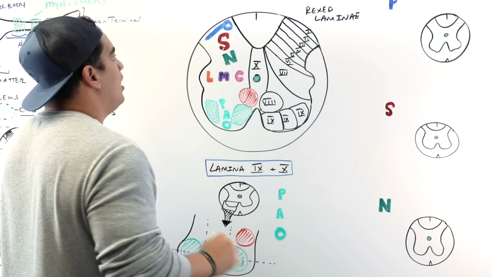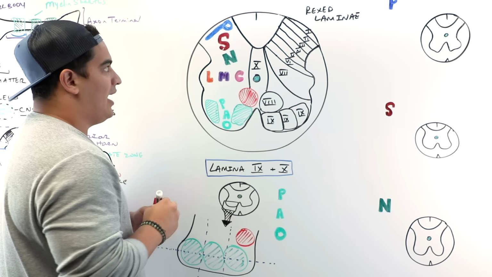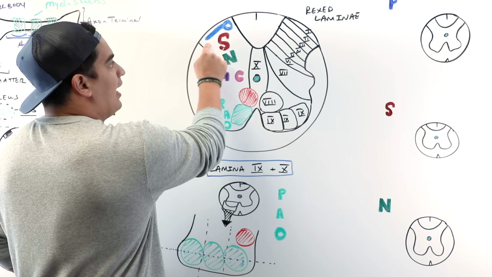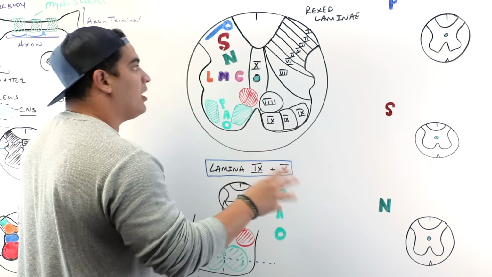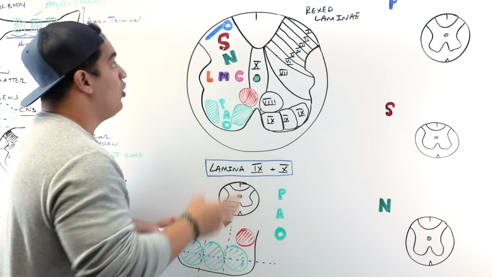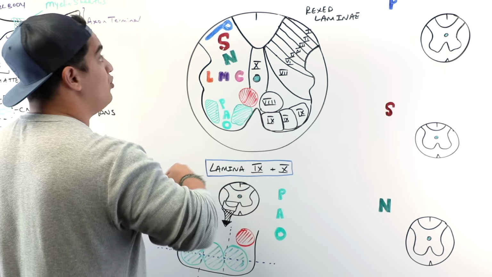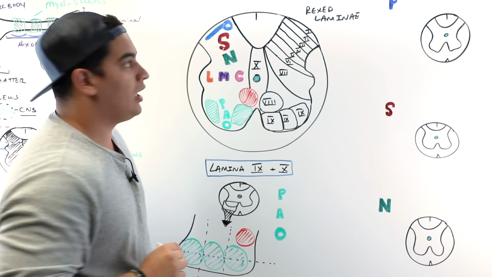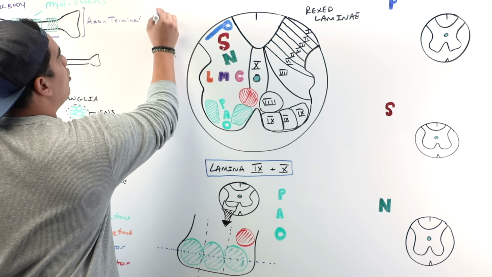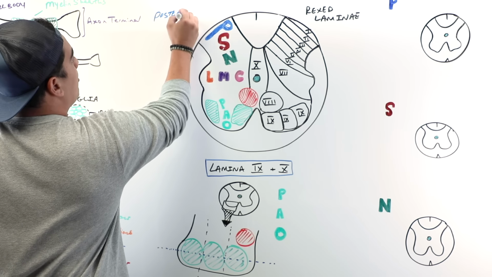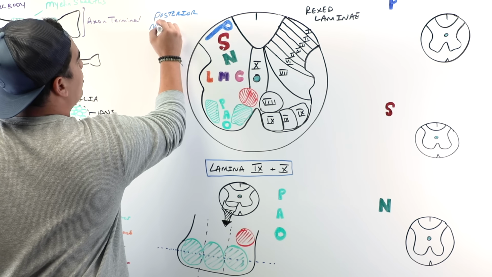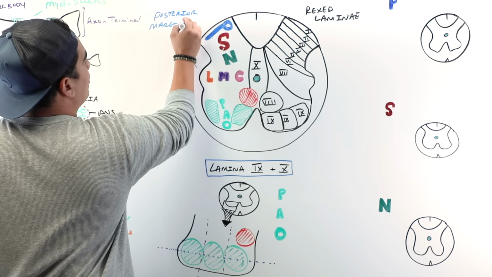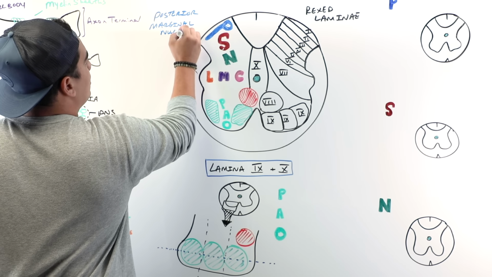the Rexed lamina. The other way that we can categorize it is that there are specific nuclei that are present in specific lamina and have specific functions. What are those nuclear structures? So you see here we have this one shaped like a P. There's a reason why. It is called our posterior marginal nucleus. What is it called? The posterior marginal nucleus.